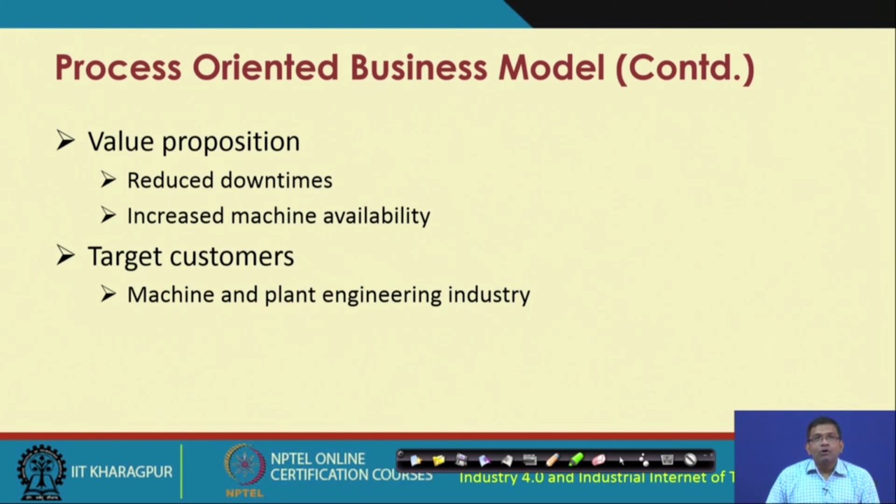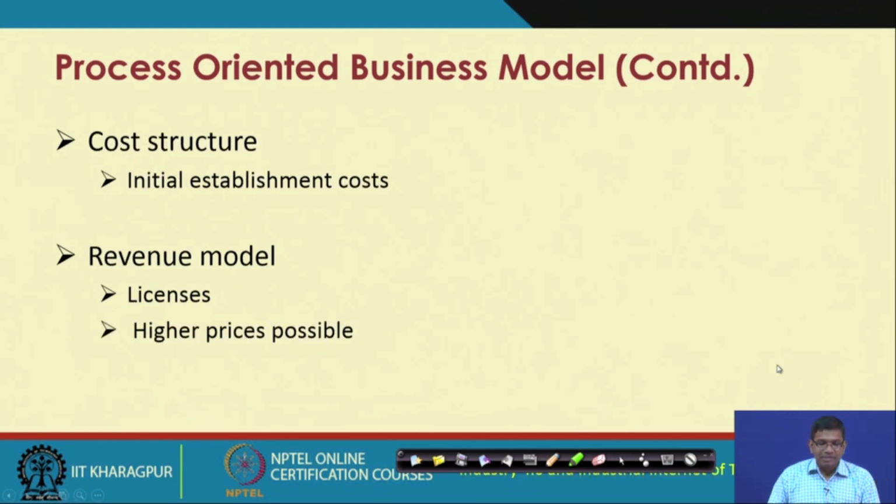So, these are some of the important features, attractive features of the adoption of the process oriented business model. And the next one is the target customers for use of this kind of business model. The process oriented business model targets basically the machine and plant engineering industry. These are target customers of this kind of business model.